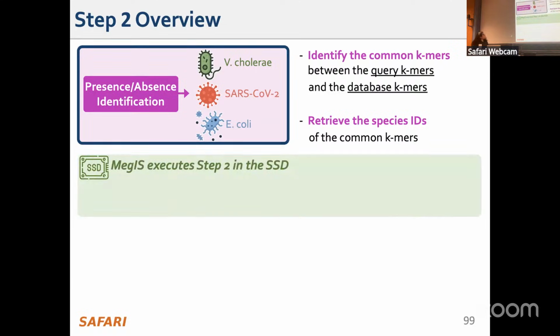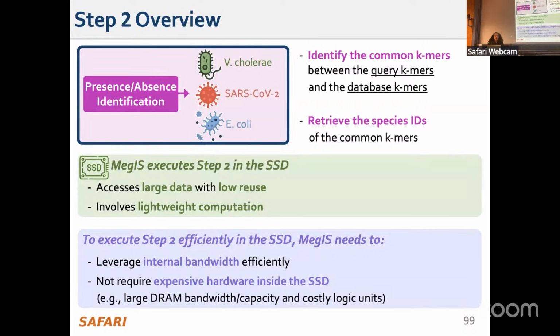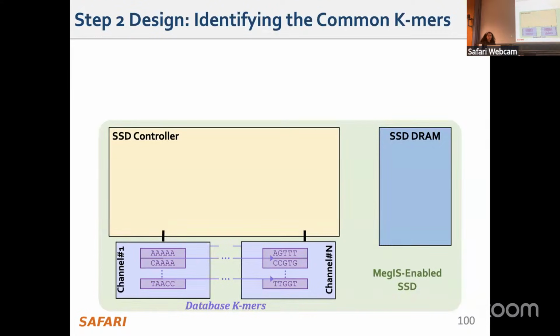So MegIS executes this step in the SSD because it accesses large data with low reuse and involves lightweight computation. To execute it efficiently in the SSD, we need to leverage the internal bandwidth of the SSD effectively and not require expensive hardware resources. As you remember, we're working in a very tight environment. So let me show you here. Now I'm expanding on that SSD. This is a MegIS-enabled SSD. The yellow part is the SSD controller. In the SSD channels, we have the database k-mers stored, and then we have the SSD's DRAM.